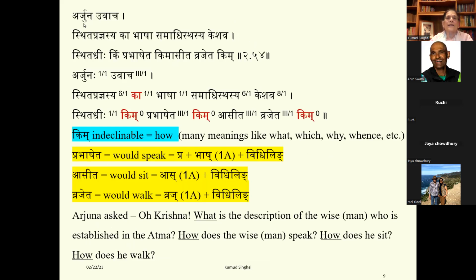Okay, if we did this verse also, the verse 2.54, sthit pragyasya, and here these verbs, prabhasheta, asit, vrajeta, they are all Vidhiling. Would speak, would sit, would walk. So these are all conjugated in the Vidhiling. Like I did this verse, so I just want to point out that these are all conjugations in Vidhiling.